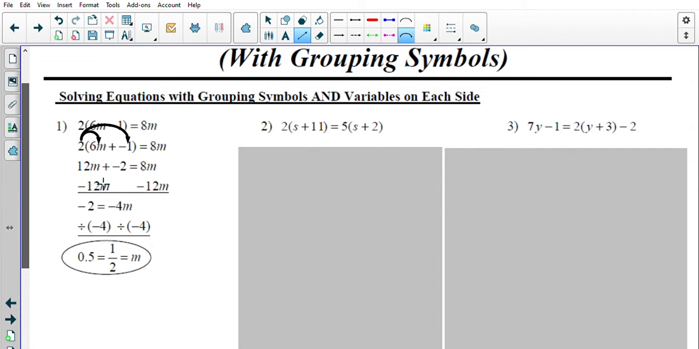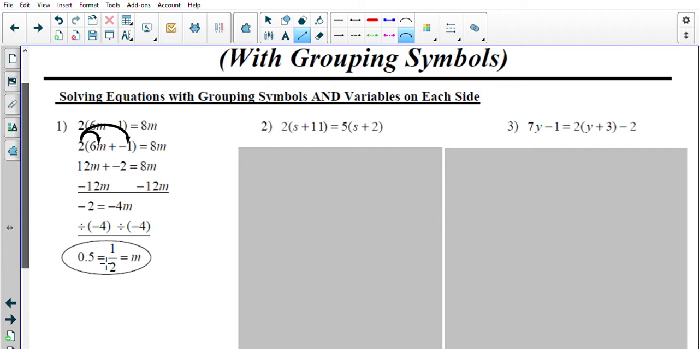So that gets rid of it on the left-hand side, leaving me with negative 2. And then 8 minus 12 gets me negative 4m. So we have negative 2 equals negative 4m. It's a one-step equation from this point. We'll divide both sides by negative 4. Negative 2 divided by negative 4 gets us a positive 1/2 or 0.5. You can write your answer as a decimal or as a fraction.